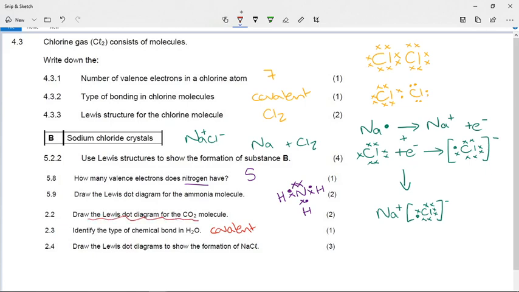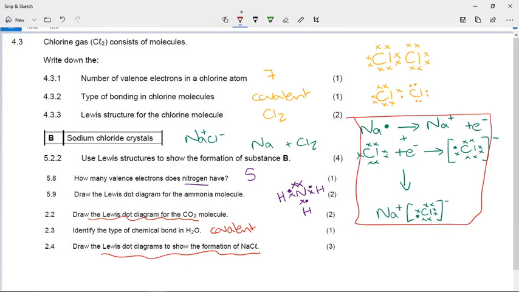It says draw the Lewis dot diagram for the CO2 molecule. Now this one's a little bit trickier, because this one's actually got a double bond, and you have to figure out, if you can't remember, that it's got a double bond. So we've done this other one that was the Lewis dot formation of sodium chloride. Can you see that's been repeated in a couple of years? And it's this one over here.